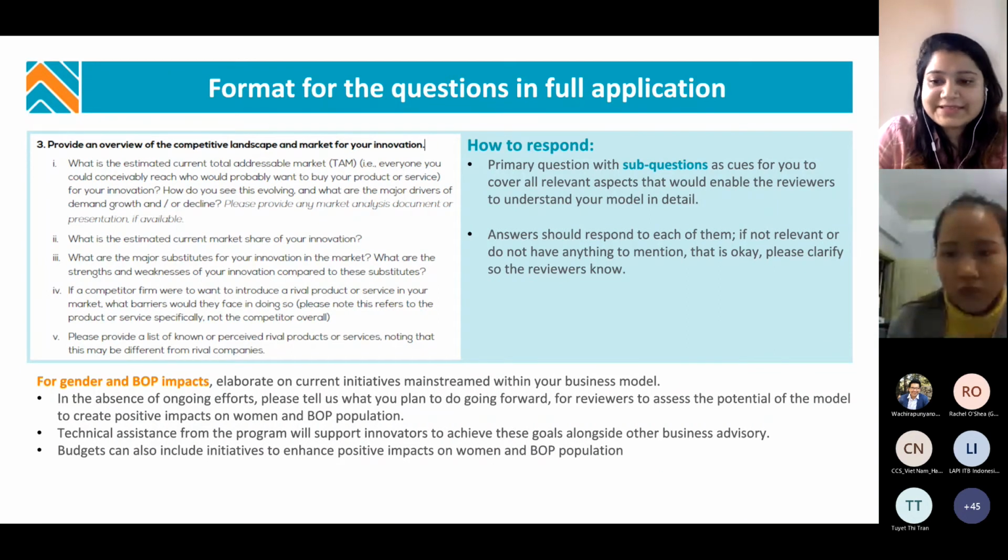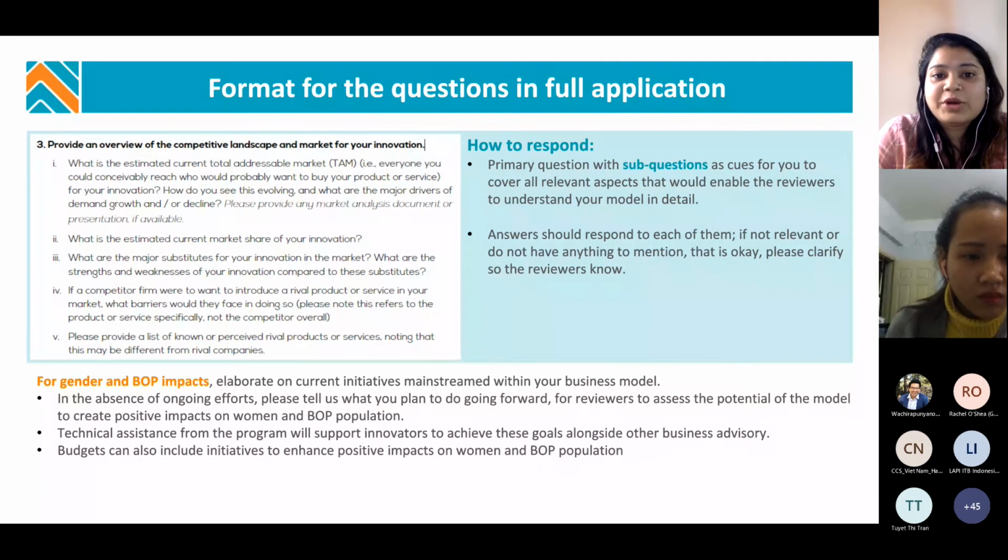In the absence of any existing efforts, you can also talk about the plans you have going forward. This will help the reviewers assess the potential of the model in creating a positive impact on women and the BOP population. And just to give you some context, the technical assistance provided in the program will help you achieve these goals alongside other business advisory services. So it's not like you have to be really perfect in these. You just have to help us understand how you are thinking about these aspects.